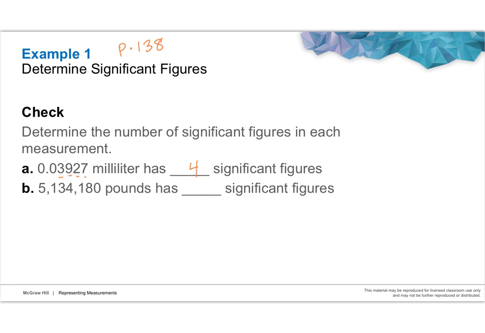Next, in part B, we have a whole number. So we're only going to count a 0 if it is between non-zero digits. So we are not going to count this final 0 in our count of sig figs. And so we have 1, 2, 3, 4, 5, 6 sig figs.